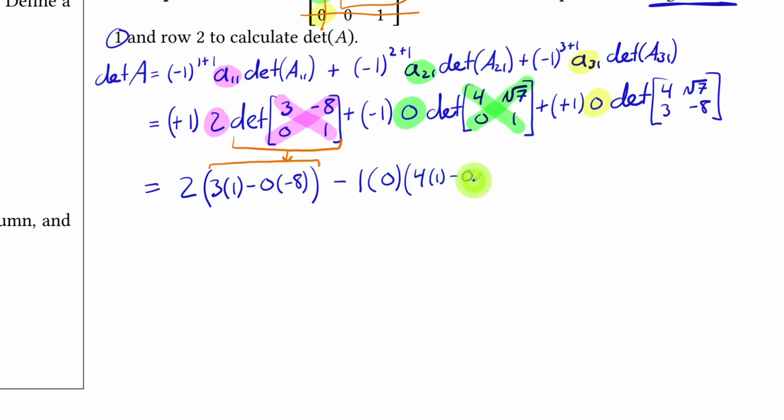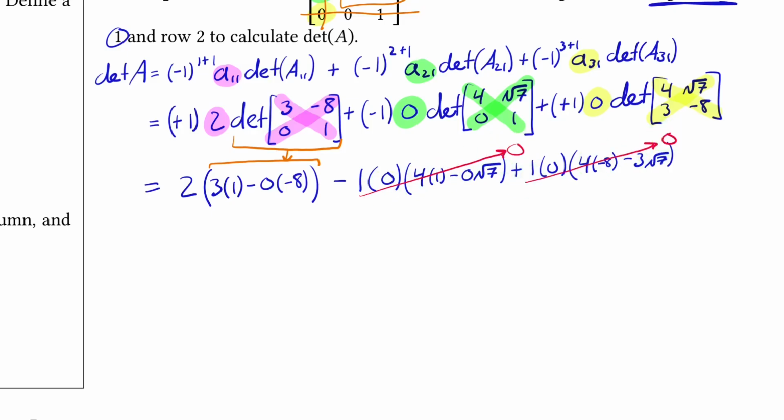4 times 1 minus 0 times root 7. Plus 1 times 0 times the determinant of this: 4 times negative 8 minus 3 times root 7. And then, hey, why don't we actually calculate this? This whole term is multiplied by 0. This whole term is multiplied by 0. 0 times negative 8 is 0.